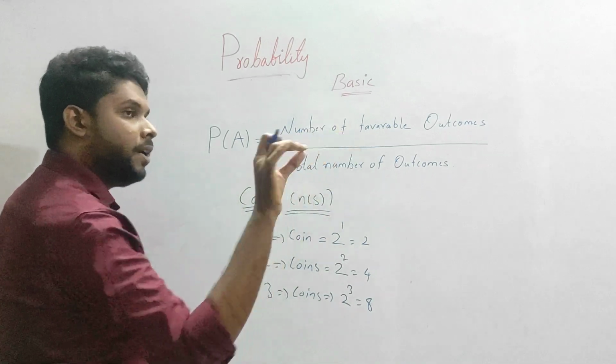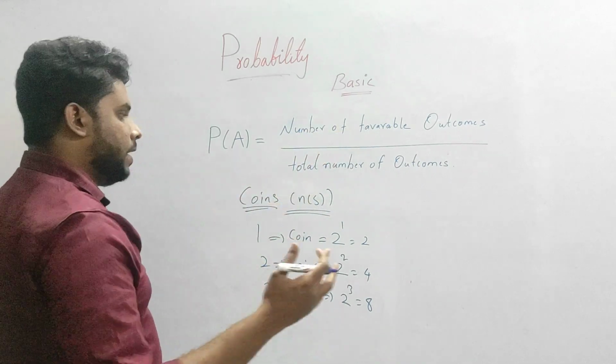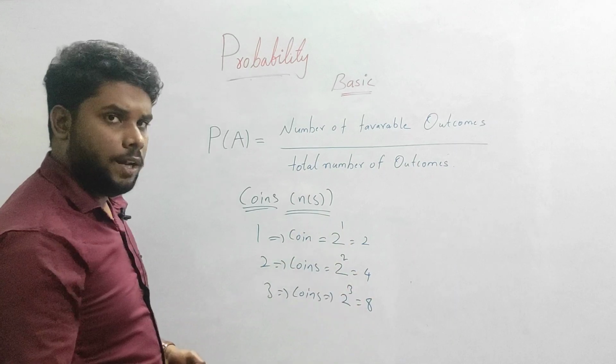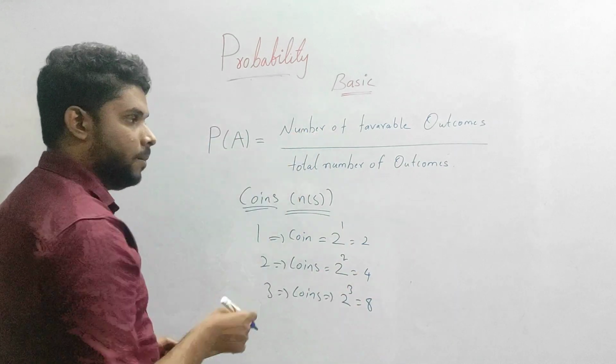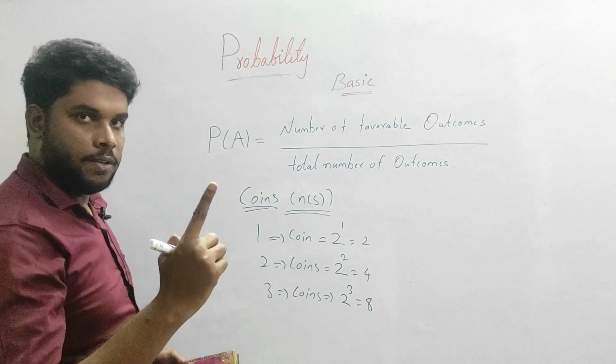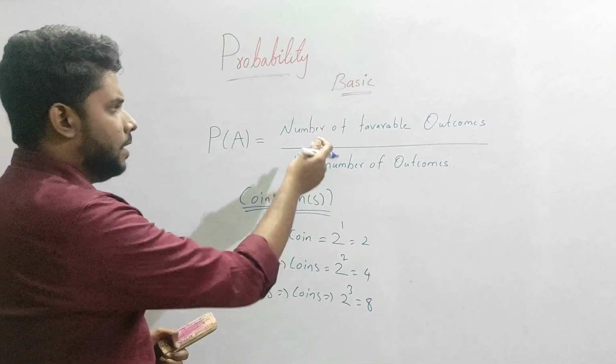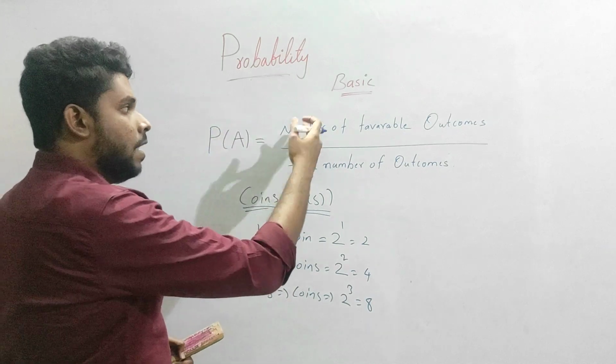And n of A depends on the question. If I say one coin is tossed, what is the probability of getting head? That is the favorable outcome. In one coin there is only one head, so n of A here is 1. So this depends on the question. We will solve the question by taking n of A.